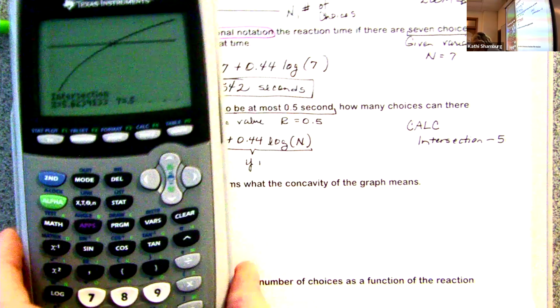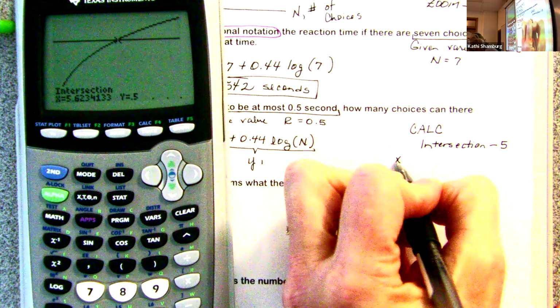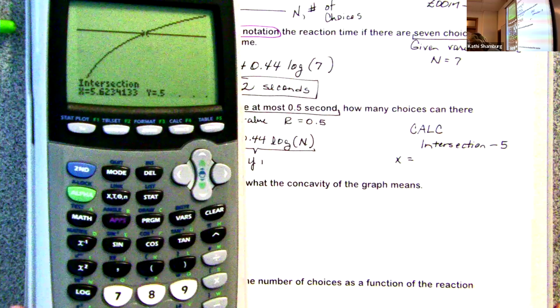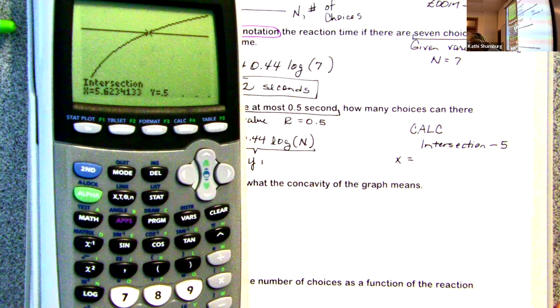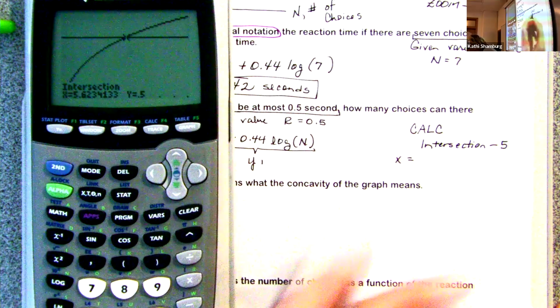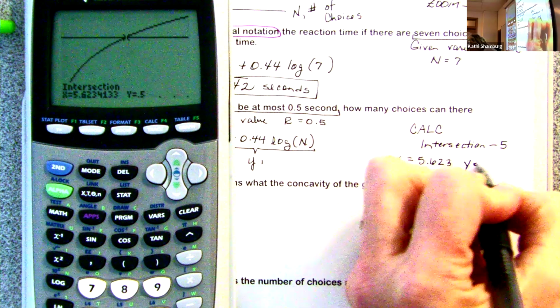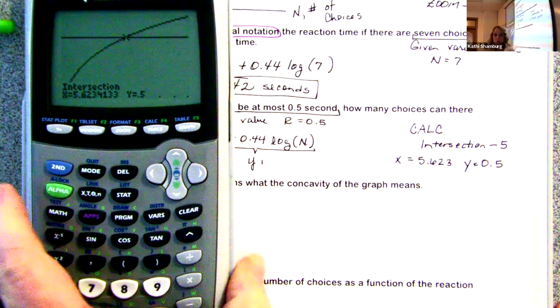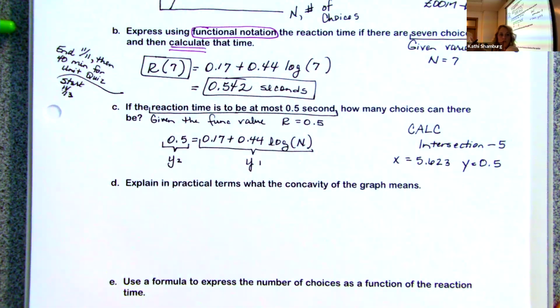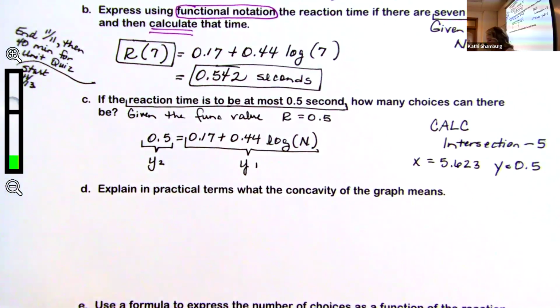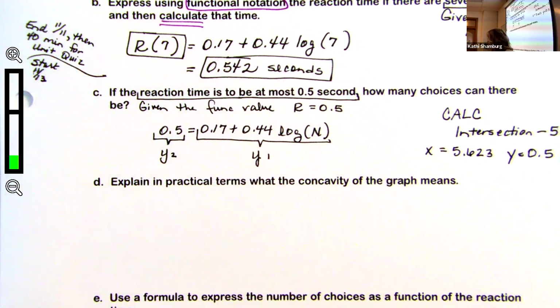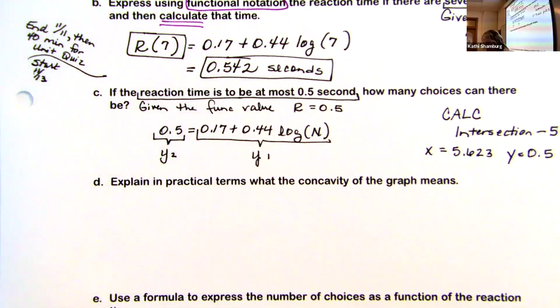And then we get X equals 5.623. And we get Y equals 0.5. Okay, so what would you give me? How would you label and show your final answer?